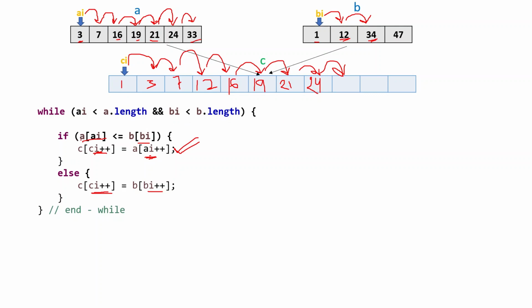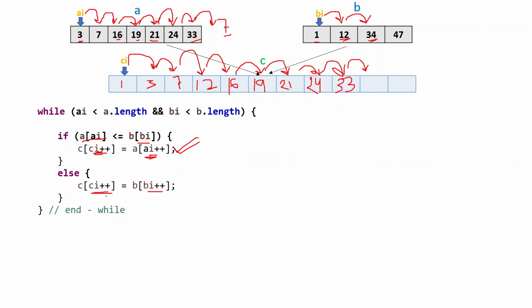So if A of AI is less than or equal to B of BI, 33 is less than or equal to 34, which is true, then this is going to execute. So 33 is going to come here, and we are putting 33 here, CI plus plus, AI plus plus. So CI is going to point to this index, and AI plus plus is going to point to the next. So it will be out of index, since the length is 7. It starts from 0, 1, 2, 3, 4, 5, 6, and the next will be 7.